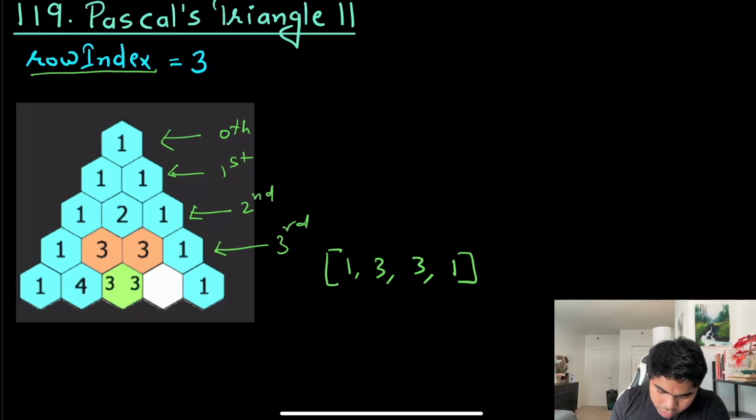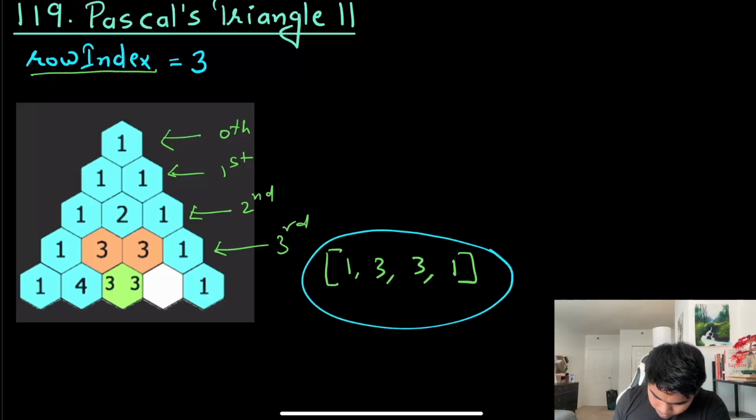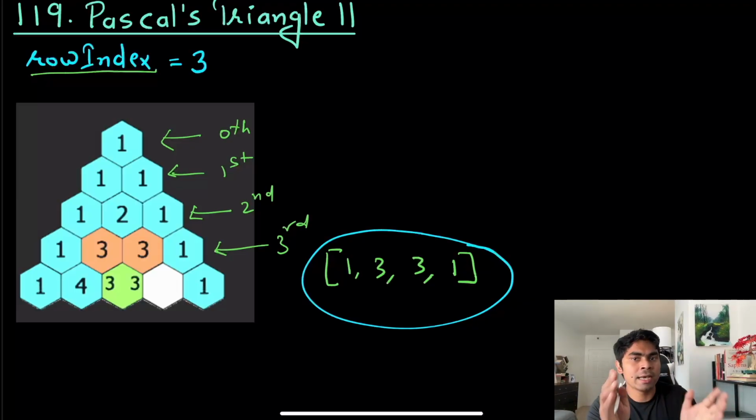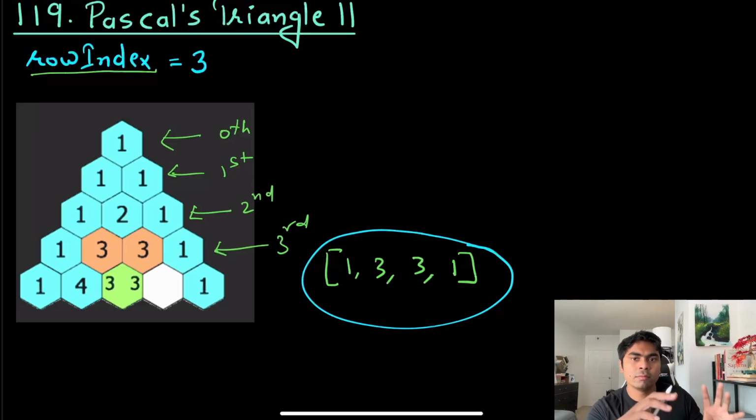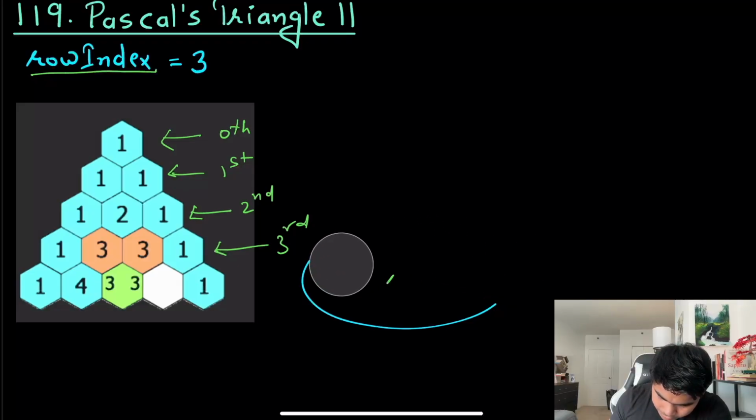In order to return that, first we will create this 2D array, and then we will return the last index array. In this example there are 4 rows, but we will be creating only as many rows as the row index given to us. So this is how we can create the Pascal's triangle.